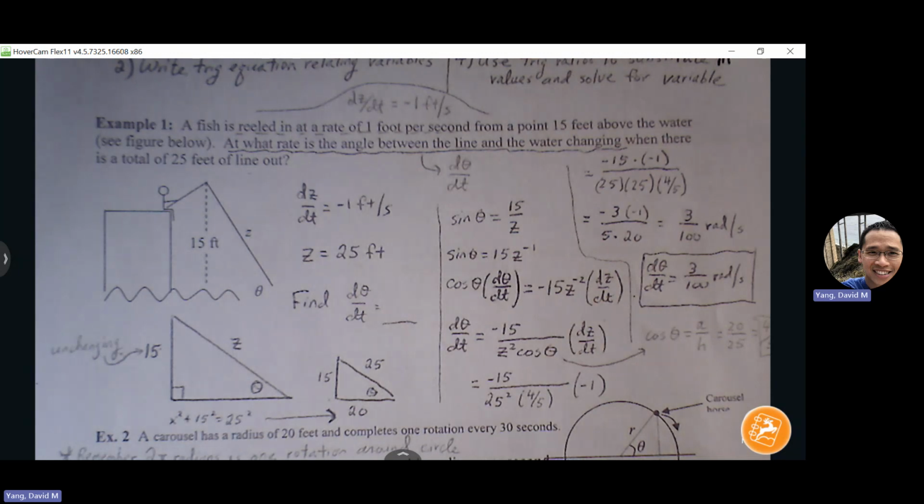We have dZ dt. We have Z. We have cosine theta. And then the rest of it is just algebraically getting d theta dt by itself.